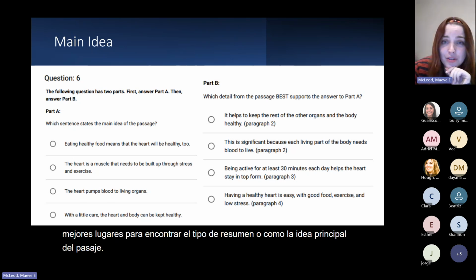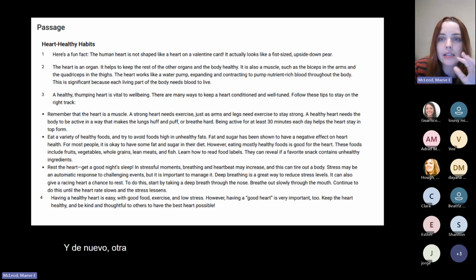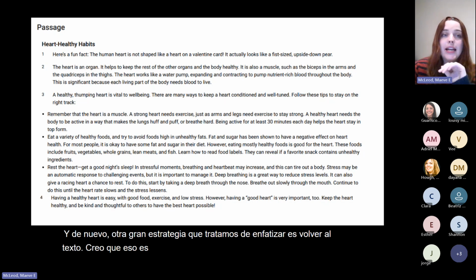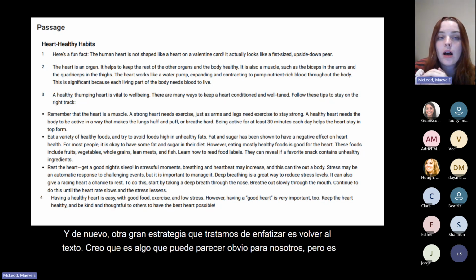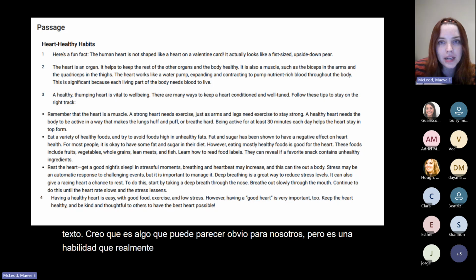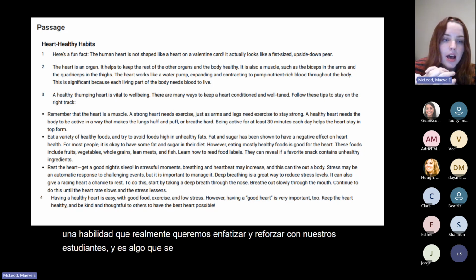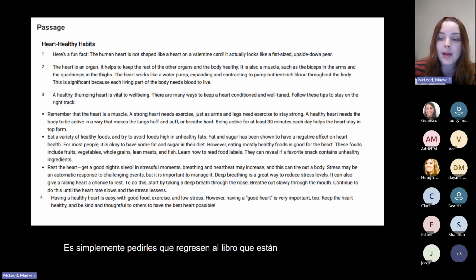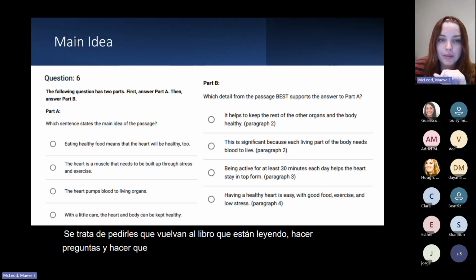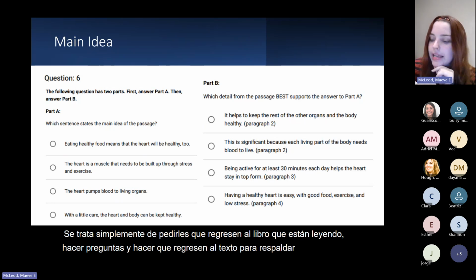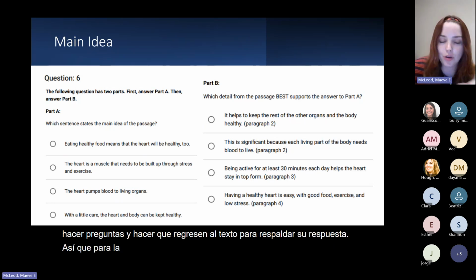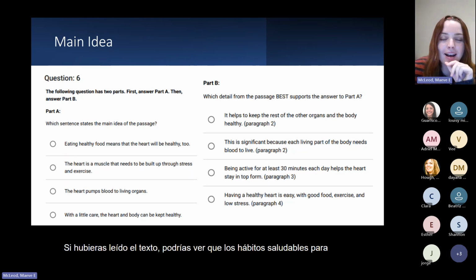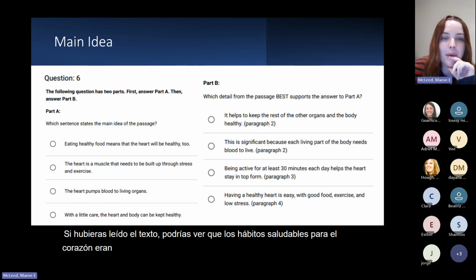And again, another really big strategy that we try to emphasize is going back to the text. I think that is something that might seem obvious to us, but is a skill that we really want to emphasize and reinforce with our students. And it's something you can do at home too. It's just asking them to go back to the book they're reading, asking questions and having them go back to the text to support their answer. So for part A here, if you had read the text, you could see that heart healthy habits was the main idea of this passage.